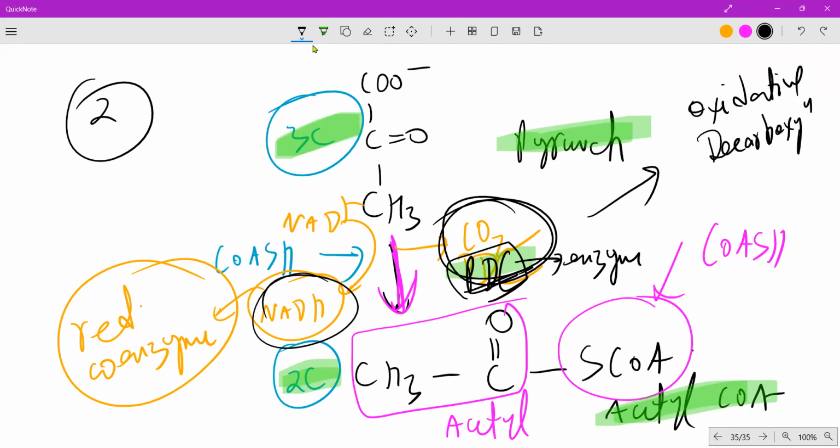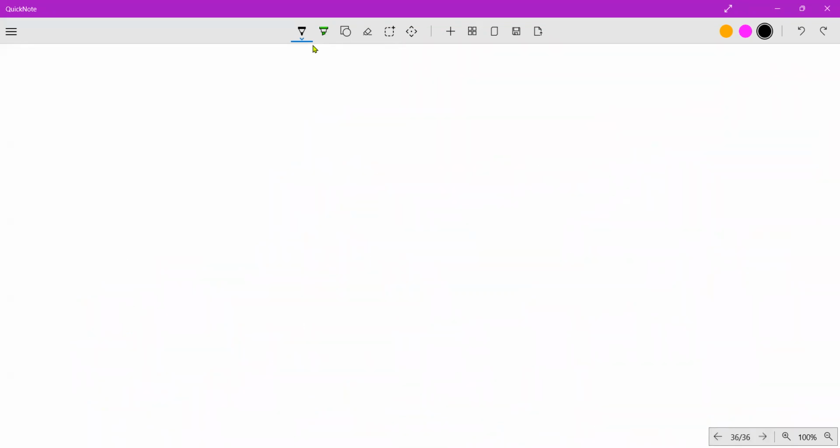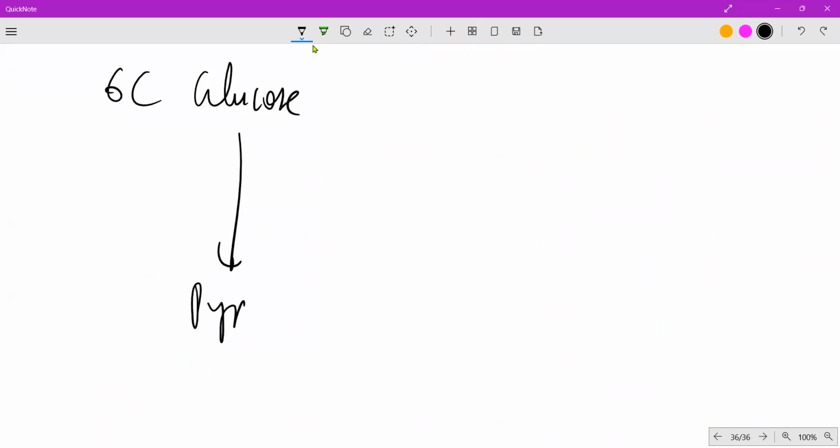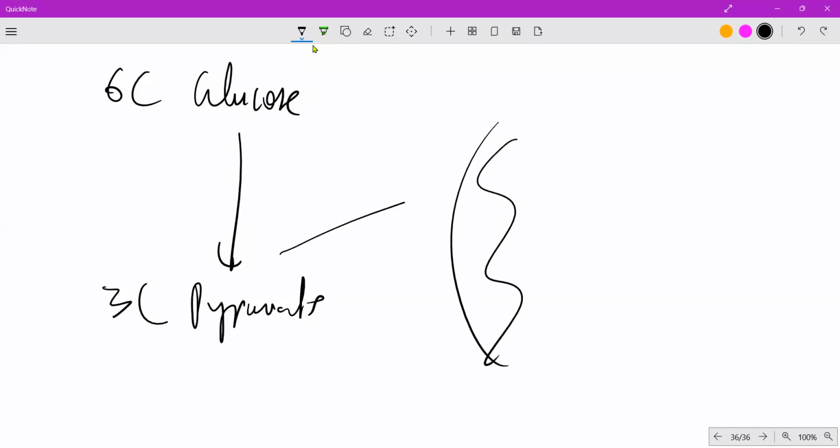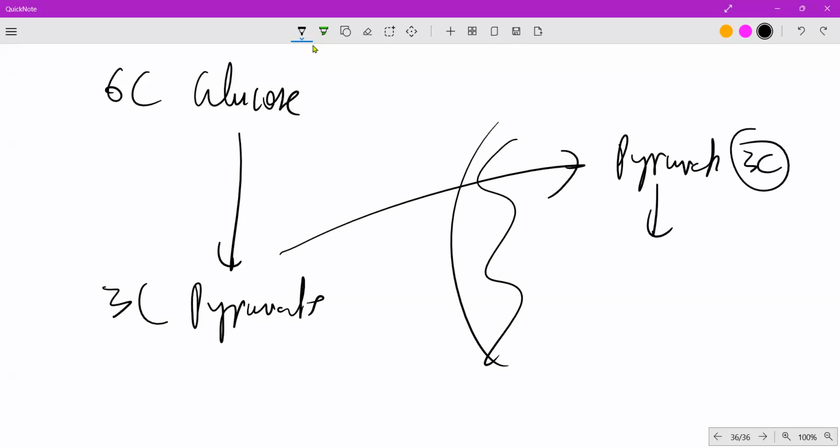So, just trying to tell you, first we started with 6 carbon, from glucose. From glucose we got pyruvate, which is 3 carbon. Pyruvate went inside the mitochondria, 3 carbon, and from here we get acetyl CoA, which is 2 carbon.